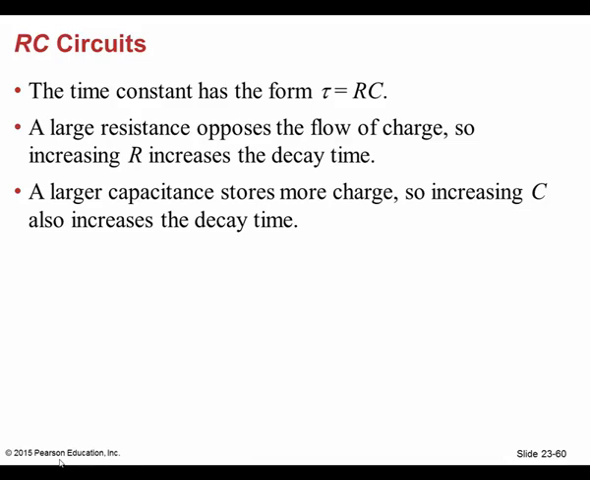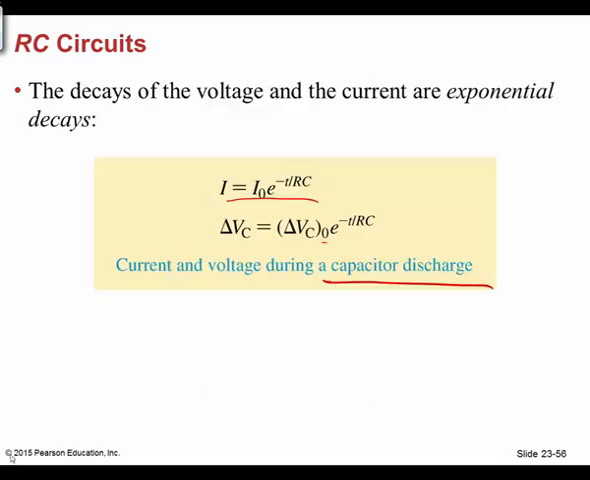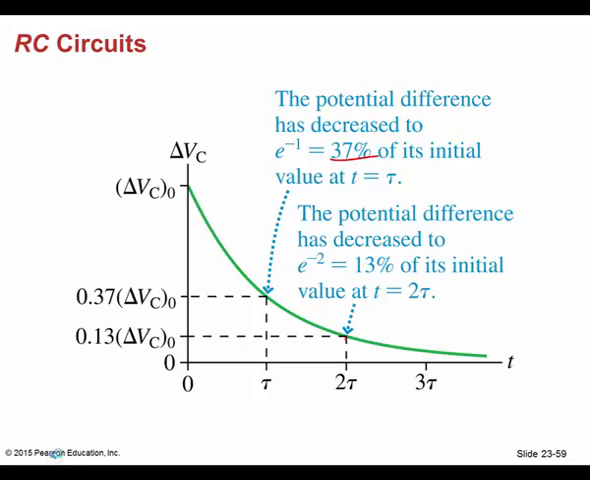All right, so if we have a large resistance that opposes flow of charge, then increasing R increases the decay time, okay? A large capacitance stores more energy, so increasing C also increases decay time, okay? So if you go back and look at your equations, you can see that if you have a very low resistance, okay, then you're going to decrease the decay time, okay?